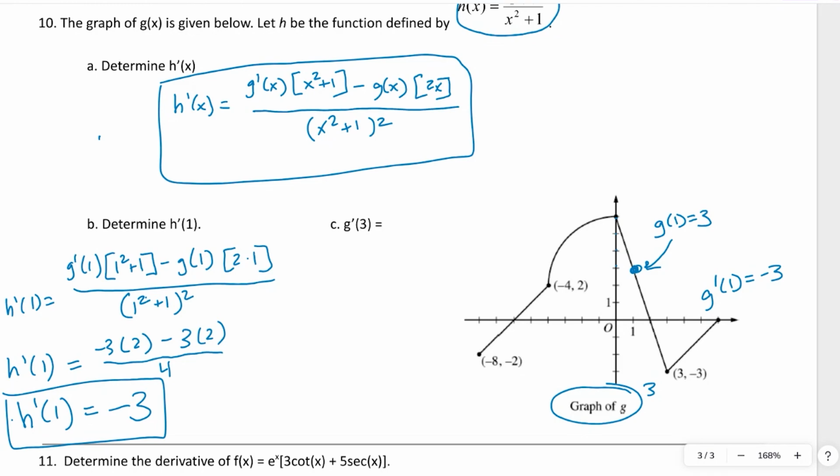Part C wants us to find the derivative of g at 3. Now, at 3, we can see we have a sharp turn here. The slope suddenly changes. It doesn't change gradually. So that means the derivative here just doesn't exist. Full stop. That's all we have to do.